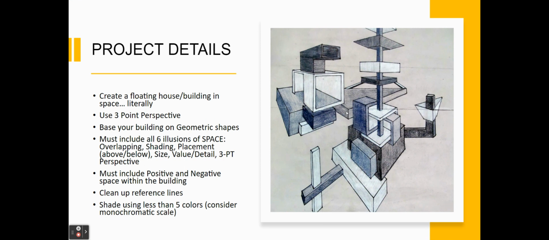Now, you do need to have at least 6 of those illusions of space that we talked about. So things need to overlap. You need to add a little bit of shading, which you can do with gradients, and we'll talk about that next time. You need to think about how you want to place things. Put some things higher on the document, like up at the top of the paper, some things lower. Think about different sizes, so make some things smaller, bigger. And you want to add some kind of value or detail. And we'll talk about that a little bit more too.